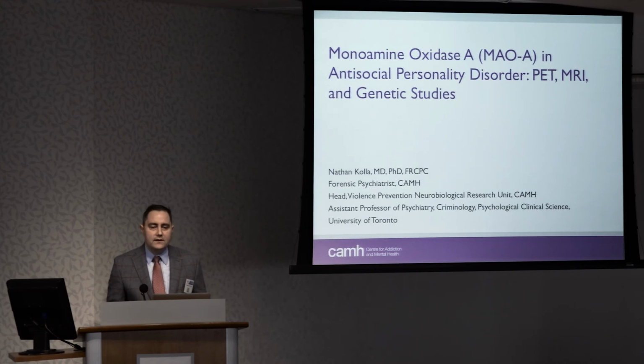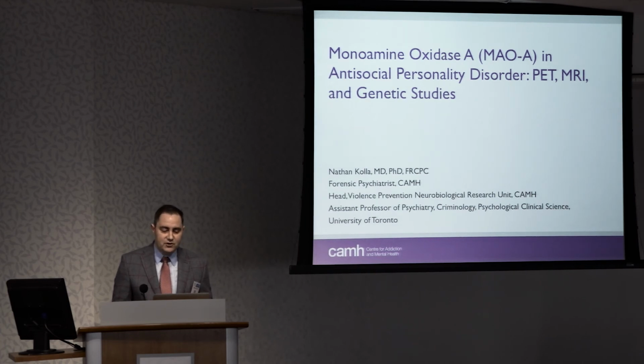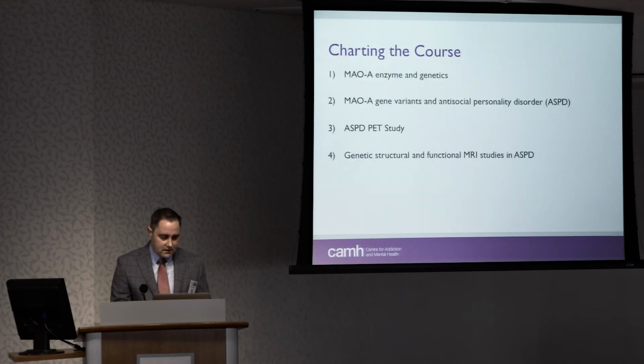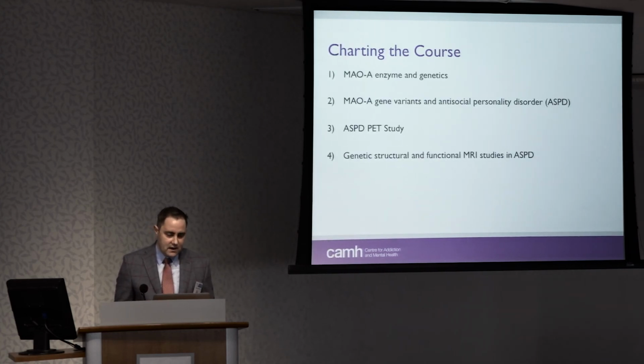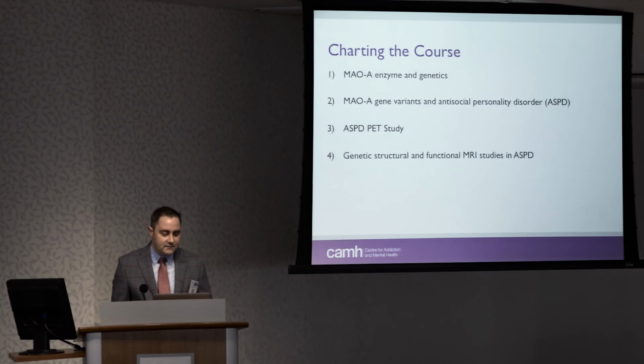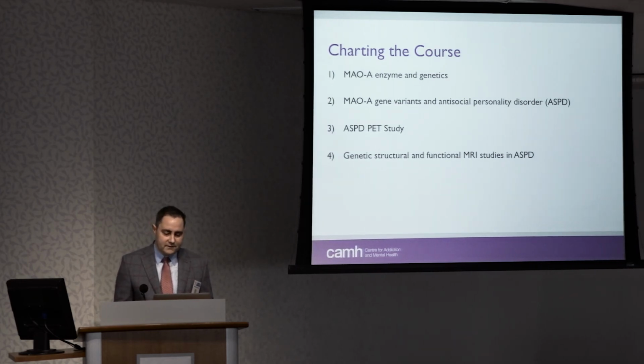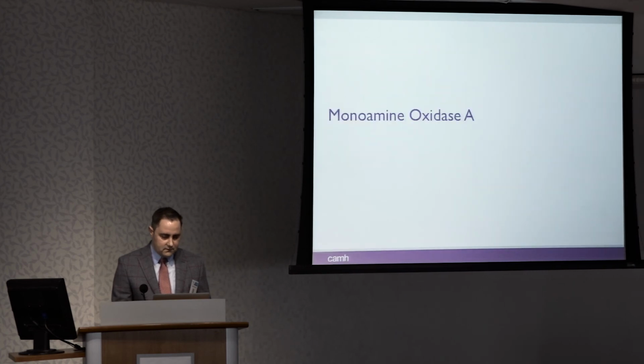What I'll be talking about is a molecule called monoamine oxidase A and its relationship in different imaging modalities in antisocial personality disorder. So we'll talk about the enzyme and the genetics, MAO-A gene variants and ASPD, a PET study of ASPD, and then genetic, structural, and functional MRI studies in antisocial PD.